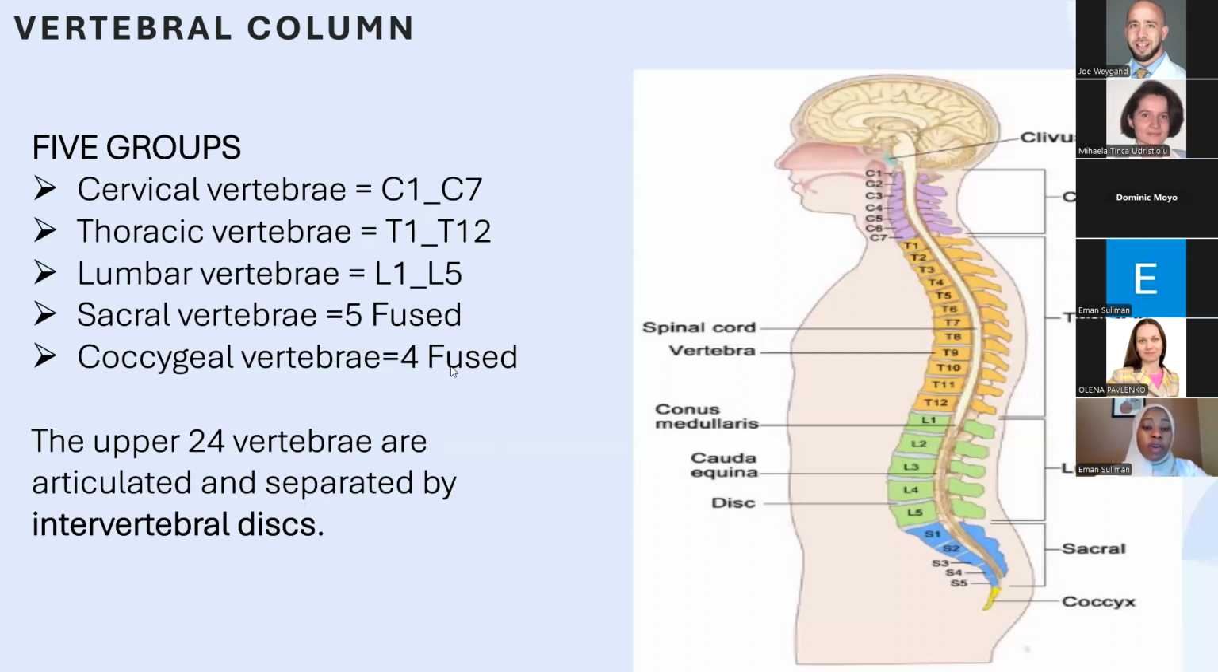coccygeal vertebrae are four and fused. So in total there are 33 vertebrae. The first 24 are articulated and separated by intervertebral discs. The main function of the vertebral column is giving the body its structure and protecting the spinal cord from injuries.